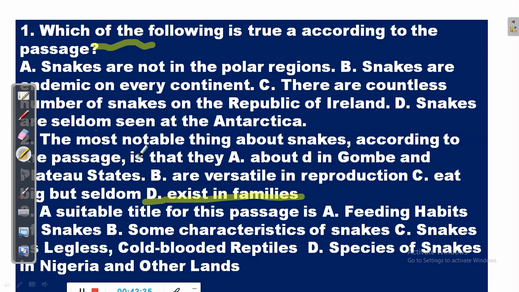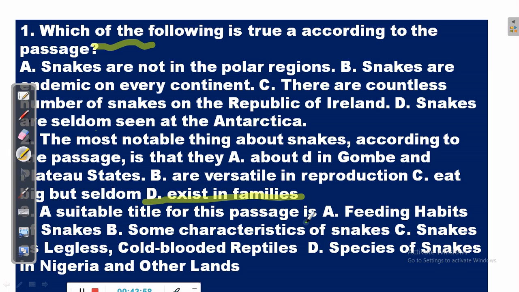Then notable is also a positive quality. So they are known for this. That's one good quality about them. They exist in families. One of the features. Okay, so let's now go take a look at question number 3.